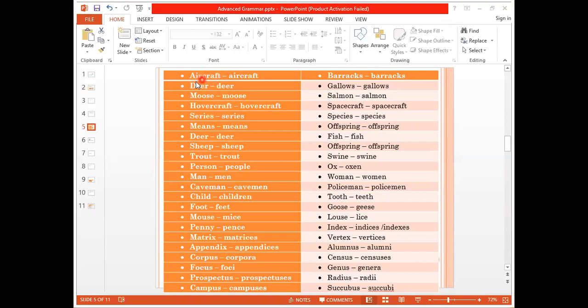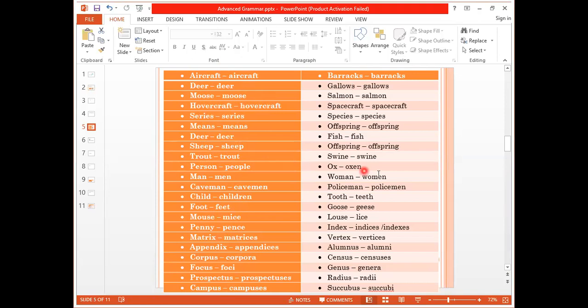Look at this side, aircraft, clear? So aircraft is aircraft. We do not have aircrafts. Aircraft is aircraft. So we have deer, deer. Moose, moose, and whatever you have here. So singular and plural forms are the same. Can you see this side, clear? This is another side.